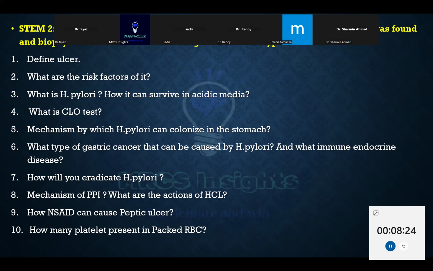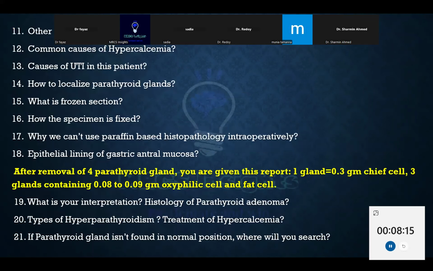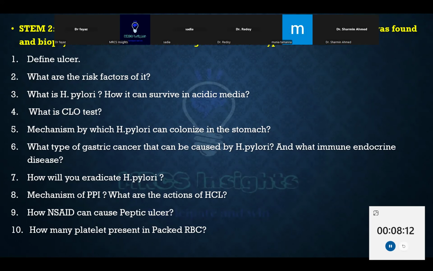So what is Helicobacter pylori? What type of bacteria is it? It is gram negative rod-shaped bacteria, which is non-motile and non-spore forming. And it's a helical shape, a spiral shape. Okay. So would you please tell me how it can survive in acidic media?